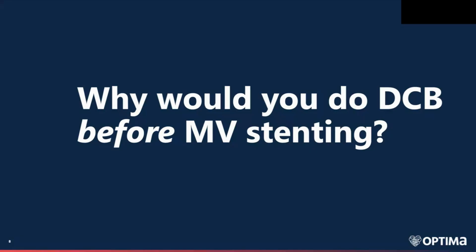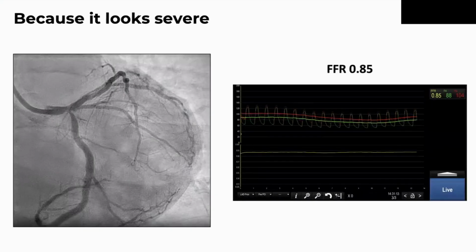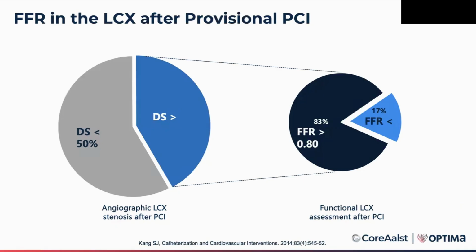But if you think about it, why would you do it before stenting? You might say, because it looks severe, and I want to start the procedure pre-dilating both branches. Well, I think you have to rethink this approach, because most of these ostial circumflex lesions are certainly not severe. This is coming from Korea, showing that when the left circumflex has a diameter stenosis of more than 50%, and you might think that it's significant, actually less than 20% of those are really significant. So you need to be certain that it's significant to be treated.